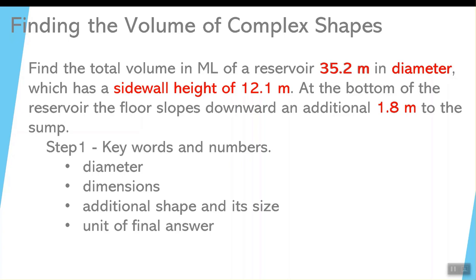Last but not least, what is the final unit of the answer that we're looking for? Is it going to be liters? Is it going to be gallons? Is it going to be cubic miles? Like, what's it going to be?